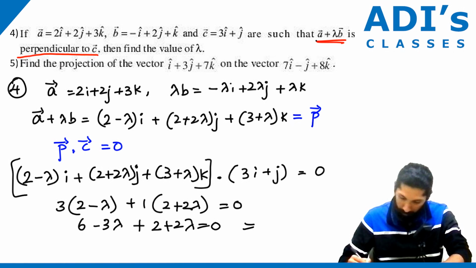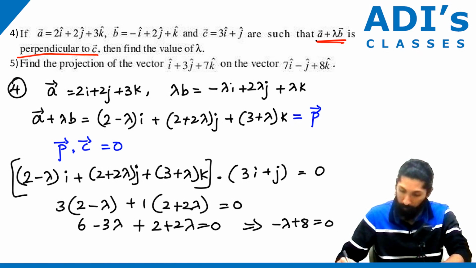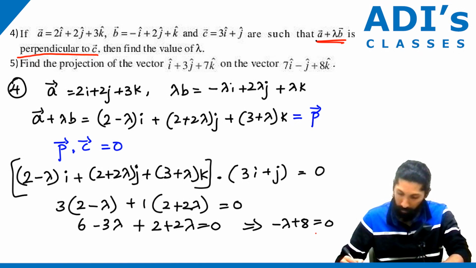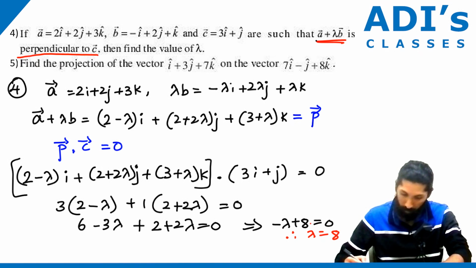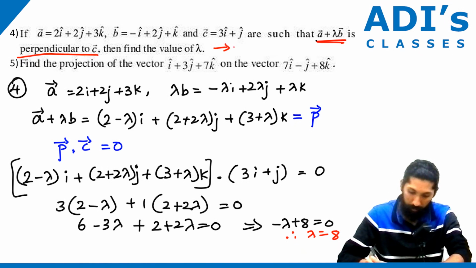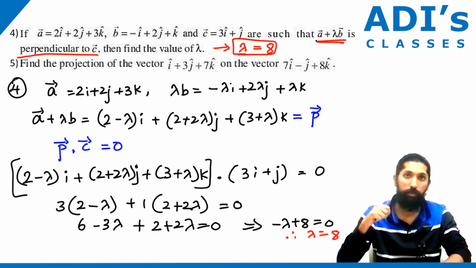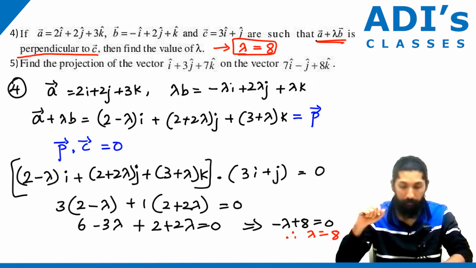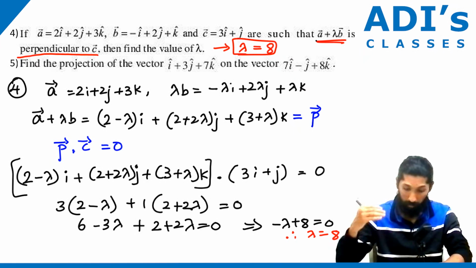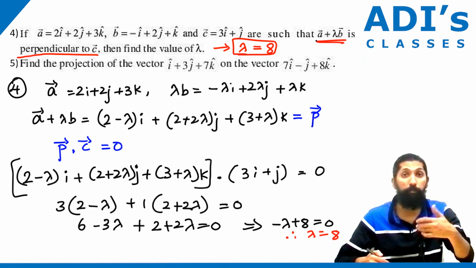So what do we get now? Minus lambda plus 8 is equal to 0. Therefore, lambda is equal to 8. So here lambda value becomes 8. So this is the answer for the fourth question where lambda value becomes 8. Clear? Now let's do the last one, the fifth one, which is a projection question.